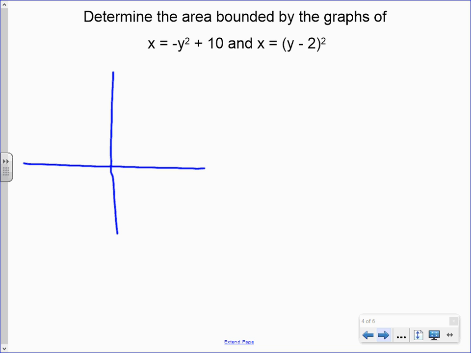How do we know which way they open? First, if it's negative, it's going to open... Yeah, I like the way you described that. If it's negative, it's going to open toward negative infinity, to the left. Okay, if it's positive, it's going to open to the right. So, negative y squared, Trevor says, opening to the left, plus 10. Where does that move? To the left.